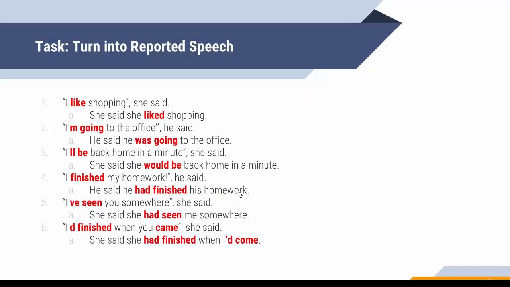I like shopping, she said. You start with she said. She said, she, and after that, present simple goes to past simple. She said she liked shopping. I'm going to the office, he said. He said he was going. Be goes to the form in the past, so is, was. He said he was going to the office.